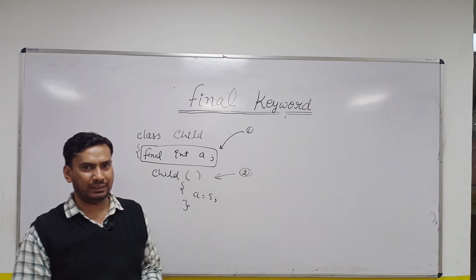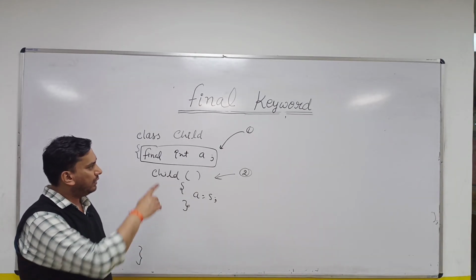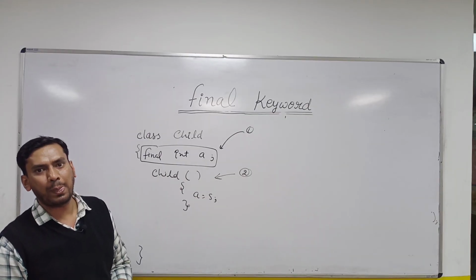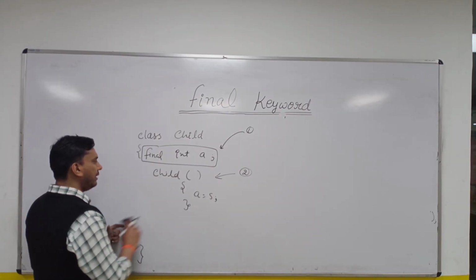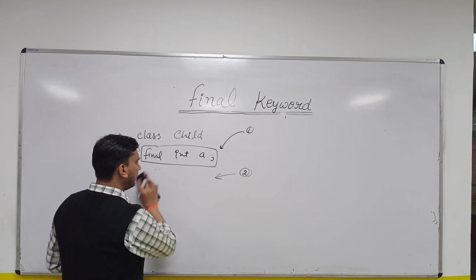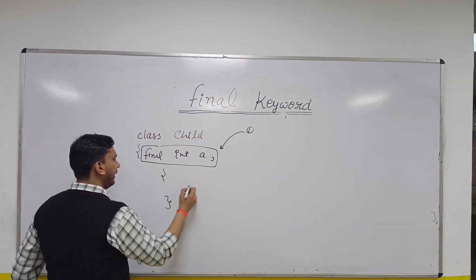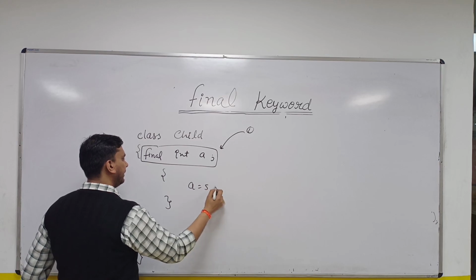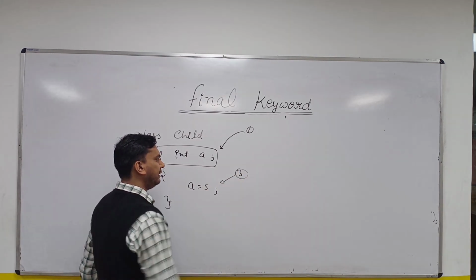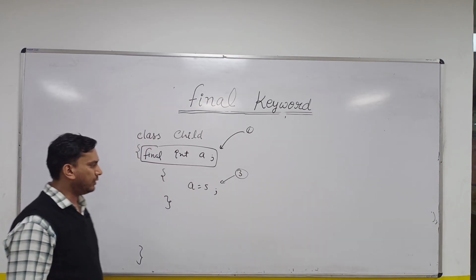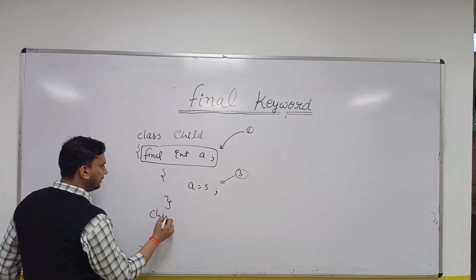What is the third place? The third place for initializing your final instance variable is the anonymous block. I don't want to initialize in the constructor, so what I can do is create an anonymous block and initialize it here. So this is your third place where you can initialize it, right? Now suppose I have created something like this.